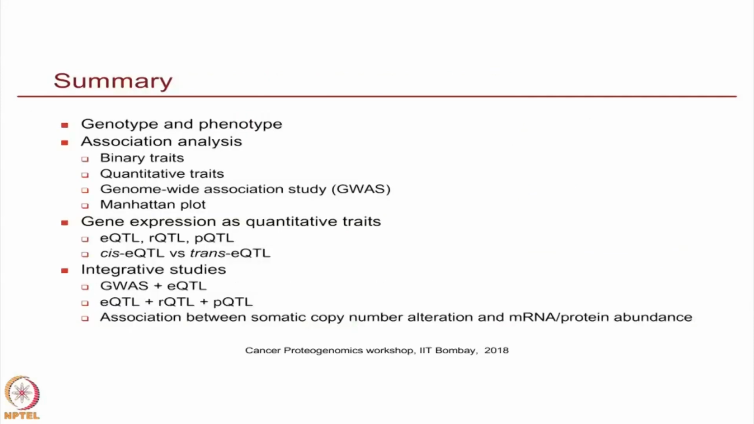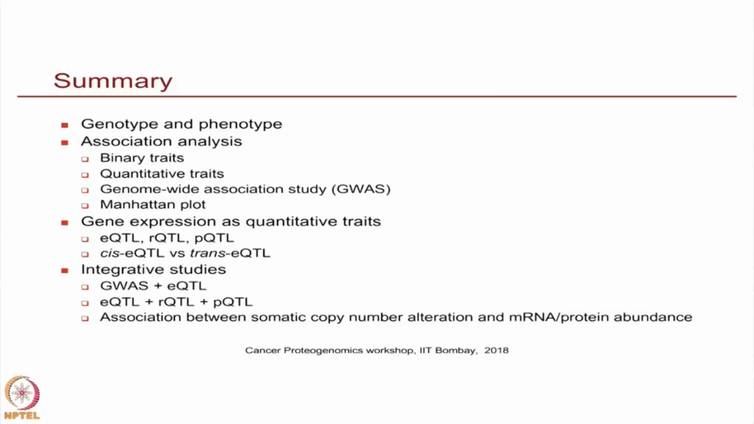So just to give a quick summary of the talk. We talked about the genotype and phenotype, and using association studies to test the relationships. Depending on whether it's a binary trait or quantitative trait, we have to use different types of statistical tests. If we do this at the genome-wide scale, it's called a GWAS study, and we can use a Manhattan plot to visualize the results.